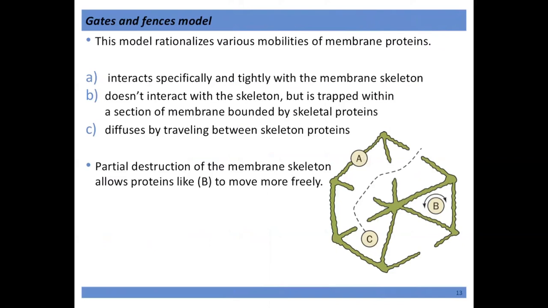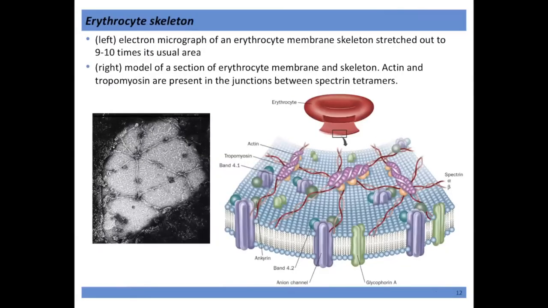And B, let's say that it doesn't interact, but it's caught in one of these little traps here. So it's sticking out above the membrane here, and it's got a portion buried in the membrane, but it really can't jump over that skeleton there. And so it would be able to have some localized movement within that region.